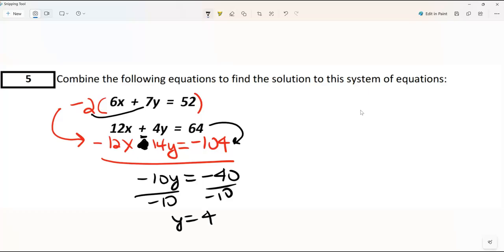And we're going to now do what we did before. We're going to take one of the equations, write another one. So I'm going to pause this and come back.